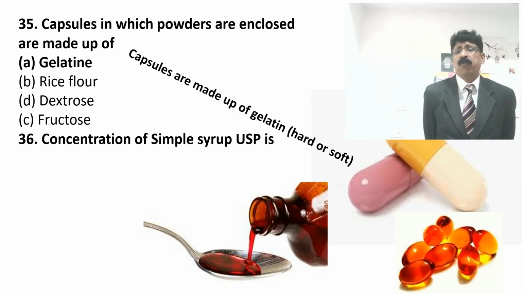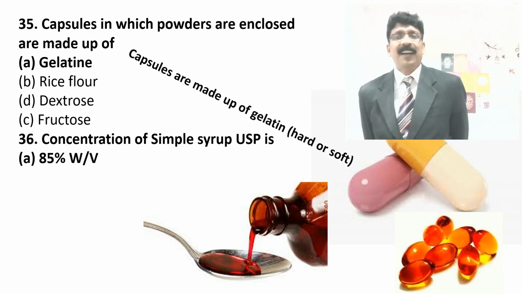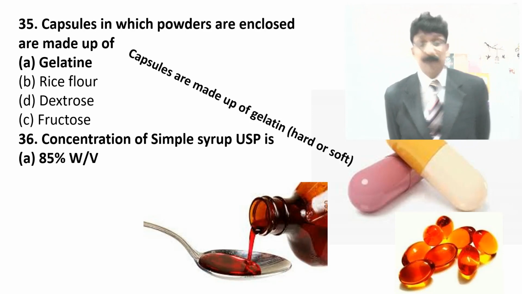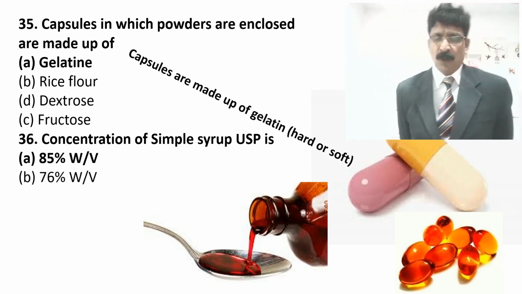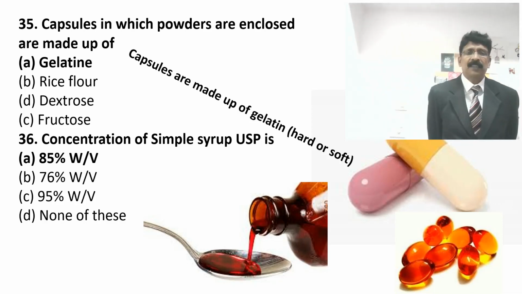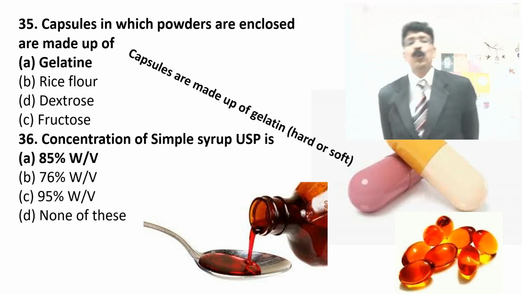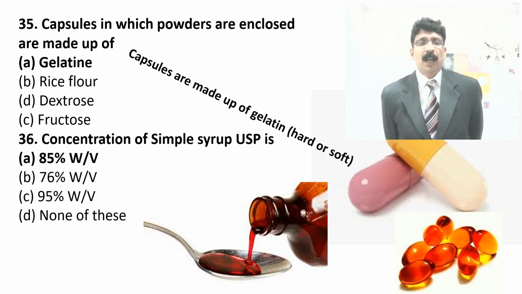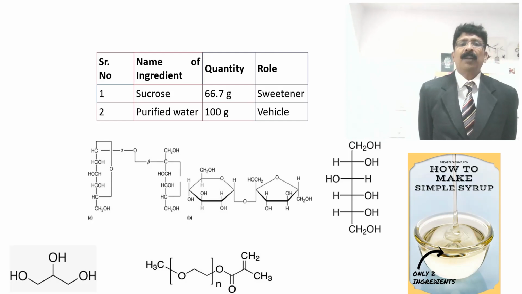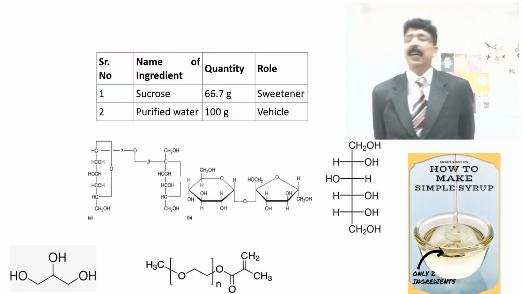Concentration of simple syrup according to USP is, because IP is different from USP, 85%. In IP it is 66.7. And this is 85% weight by volume. 76, no. 95% weight by volume, no. None of this. The answer is, according to United States Pharmacopoeia, the concentration of a simple syrup is 85% weight by volume.